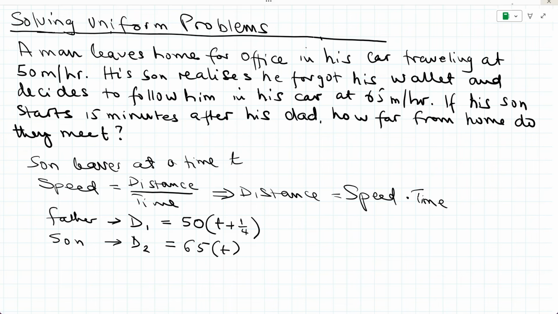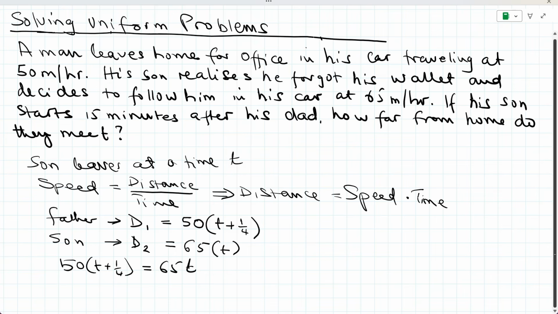So, since the distance they both will travel is the same, it is safe for us to equate 50 multiplied by t plus 1/4 to 65t. Then we can go on to solve this equation. Let's go and solve this equation. So this will be 50t plus 50 multiplied by 1/4, which will be 50 over 4, and this will equal 65t.